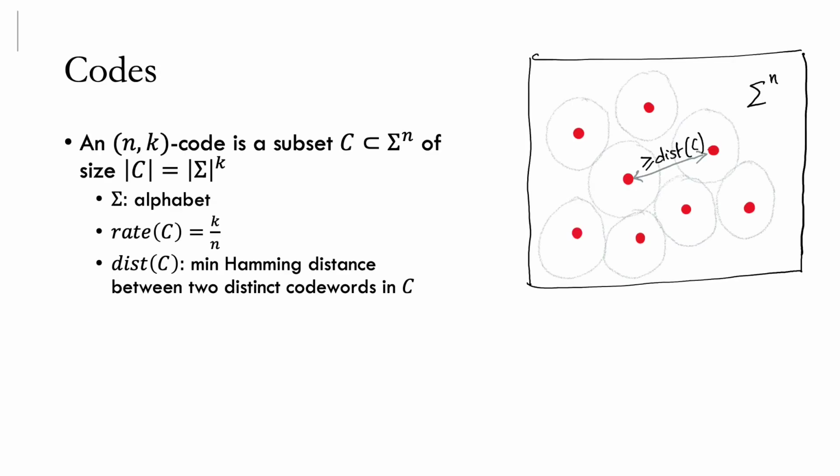To start out, let me introduce error-correcting codes. A code is a subset of some space Σ^n, where Σ is our alphabet. The rate of the code is the logarithm of the size of the code divided by n, and the distance of the code is the minimum Hamming distance, that is, the number of symbols in which two distinct code words differ.